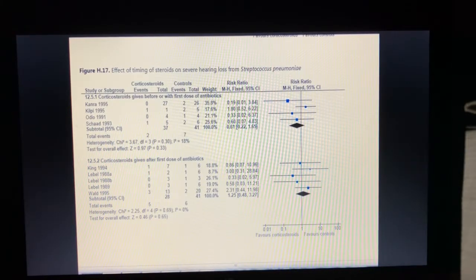When we look at the forest plot data for timing of steroids on severe hearing loss from Streptococcus pneumoniae, we can see no real effect, but a trend towards it being beneficial either with or before the first dose of antibiotic. But as you can see from the total numbers of patients, they're actually very low.